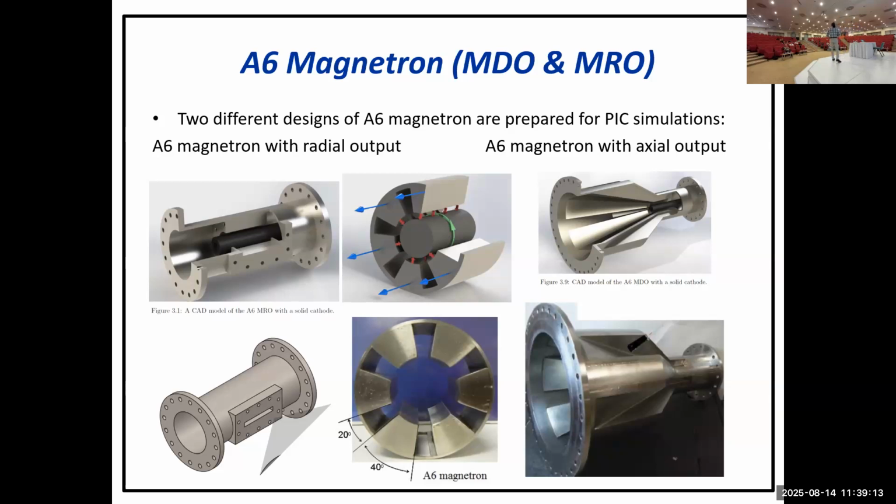Every single one has advantages and disadvantages, but Thor, the device or the machine I showed you the first day, is based on the MDO, and this is the real MDO at UNM. So the A6 magnetron was invented by McAfee in the 80s. People before that knew the magnetron. They had done conventional microwave devices using thermionic emission.